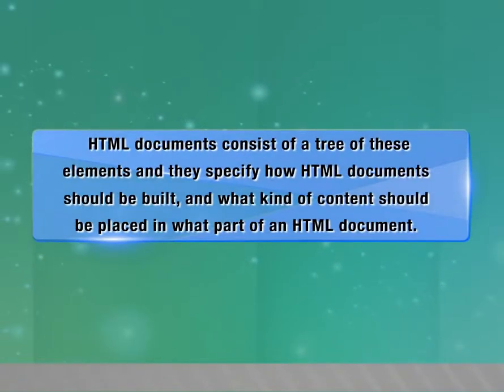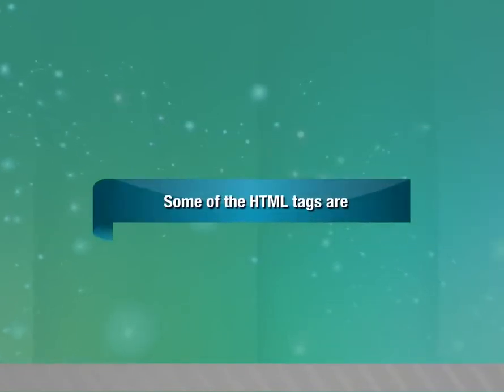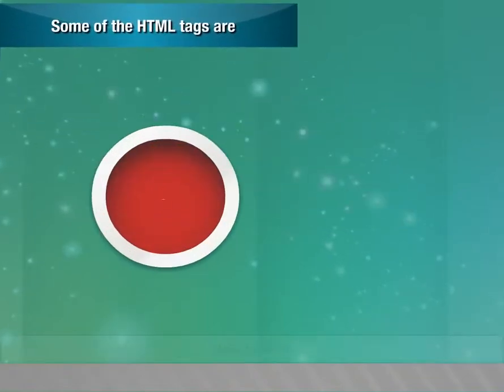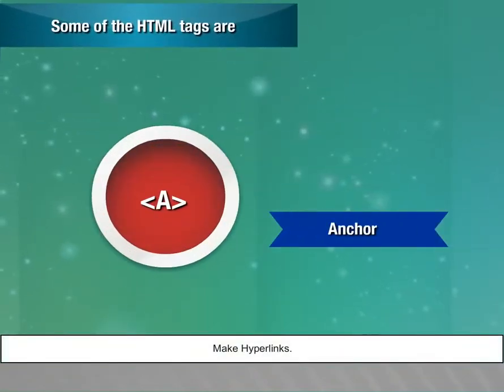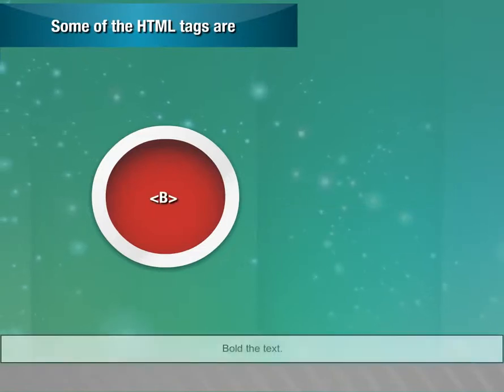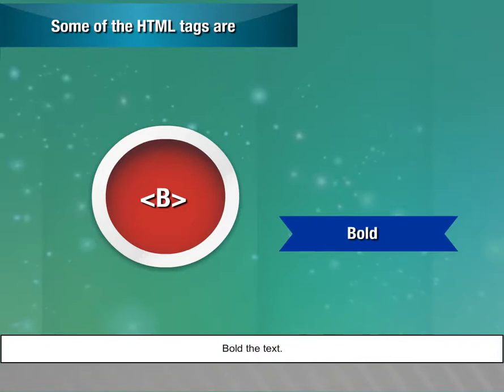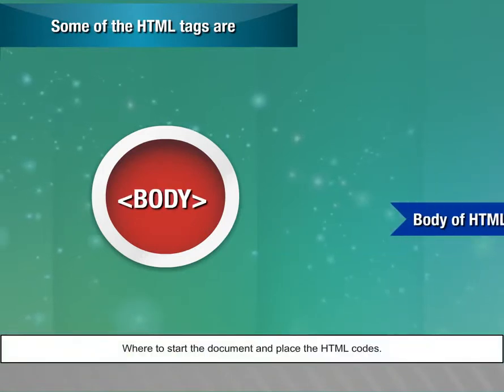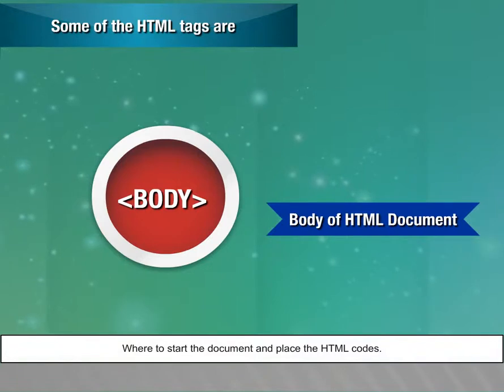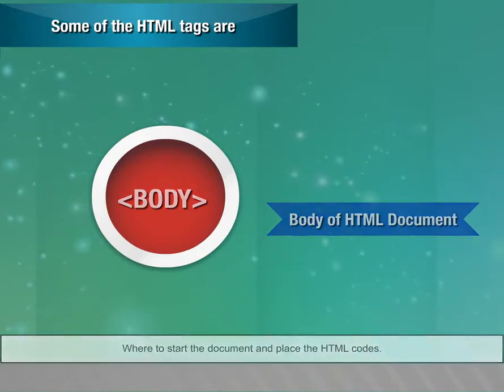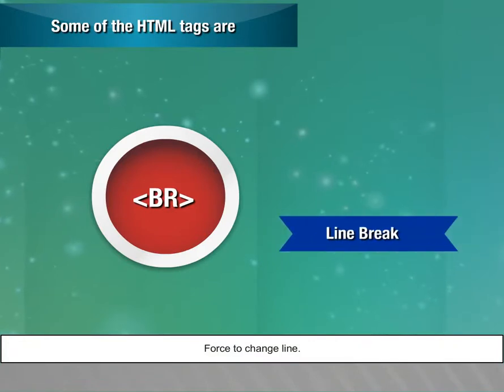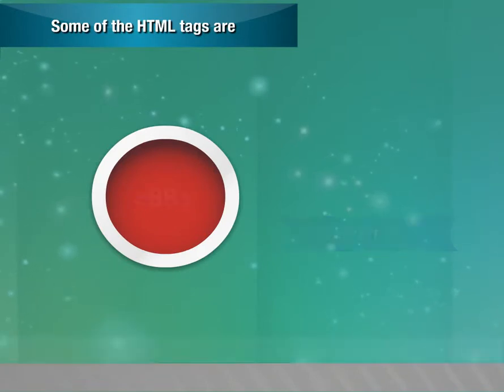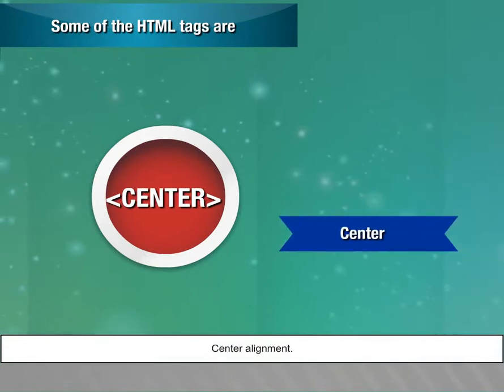HTML documents consist of a tree of these elements, and they specify how HTML documents should be built and what kind of content should be placed in what part of an HTML document. Some of the HTML tags are: A, anchor, makes hyperlinks. B, bold the text. Body, the body of the HTML document, where to start the document and place the HTML codes. BR, line break, forces a change of line. Center, alignment.